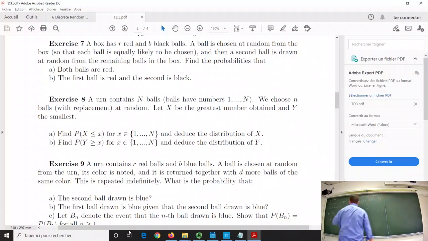1, 2, up to N, okay? So this one belongs to 1 to N, and this one also, because I take the max or the min between numbers that are between 1 and capital N. So if I want you to find the distribution a priori of capital X and capital Y, you have to be able to find the probability that X is equal to 1, the probability that X is equal to 2, up to the probability that X is equal to capital N, and the same for capital Y.